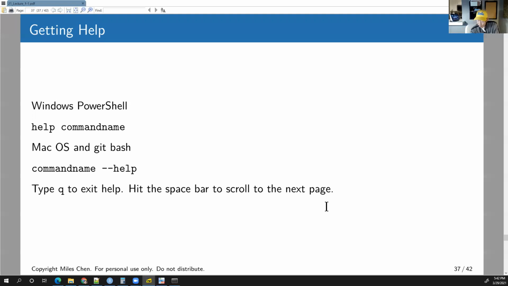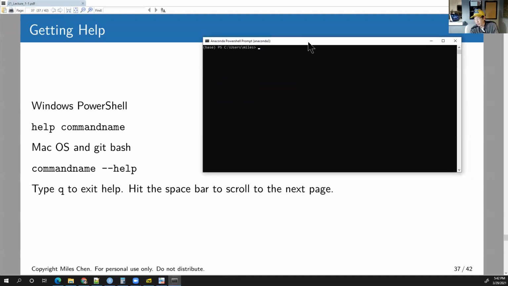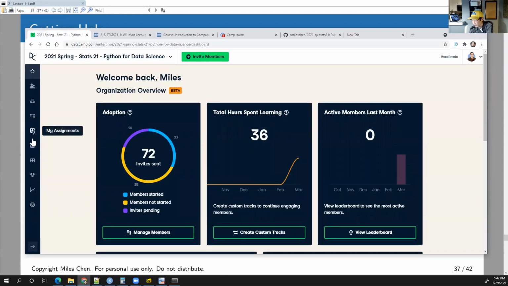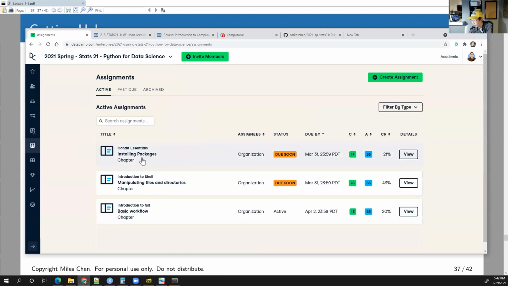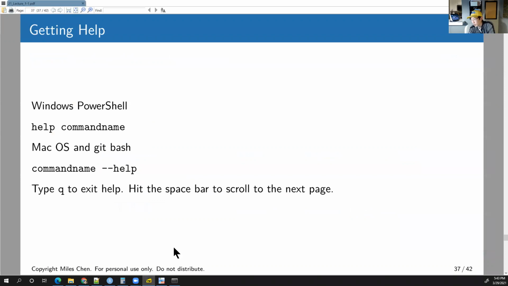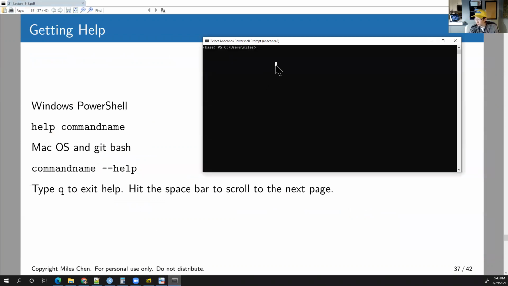Just some basics for shell. The basic functions that I cover here will work the same for Mac and Windows. I believe chapter 1, which is the only chapter I've assigned from DataCamp, is your first assignment on DataCamp: manipulating files and directories, introduction to shell. This one's designed for Mac and Linux, or POSIX-based systems, which is not what Windows is, but these commands are going to work the same. And if you need help on PowerShell, you can just type in help and the name of the command.